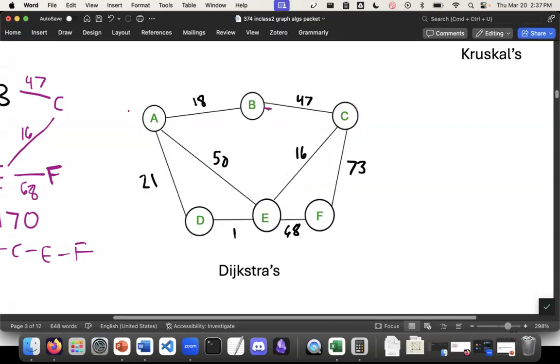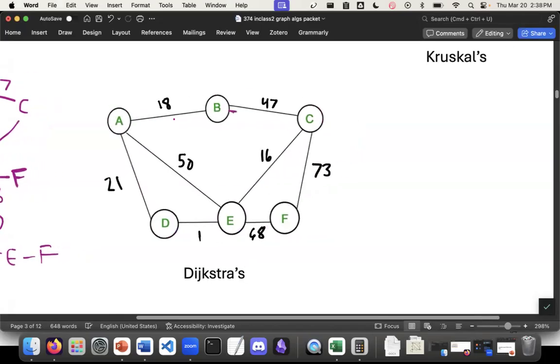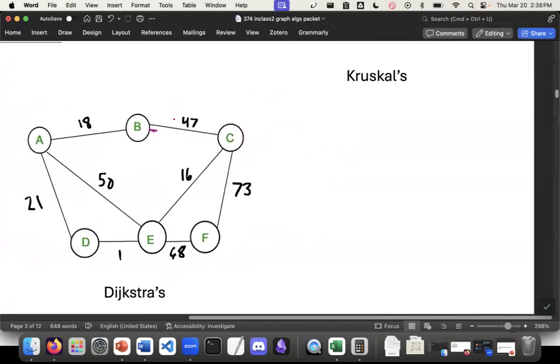Okay, and so in Kruskal's, I'm not going to choose a vertex to start with, because that's not how the algorithm works. Instead, I look at all the edges available, and I just choose the smallest. So out of all of these edges, which weight is smallest? 1, D to E. So I choose that edge.